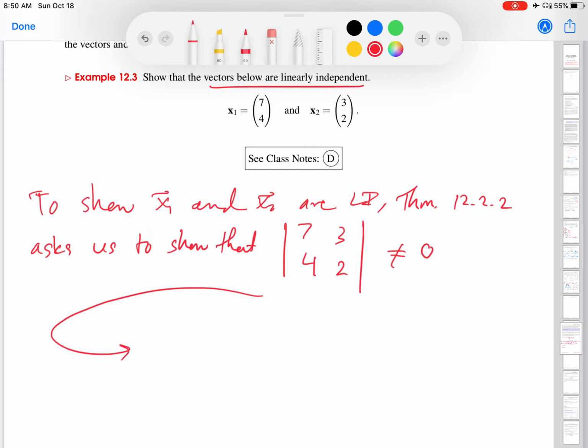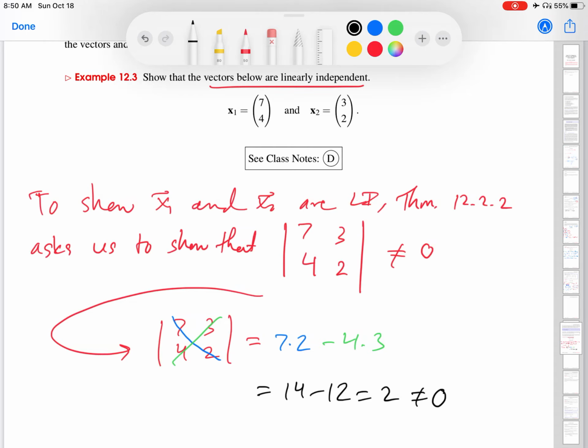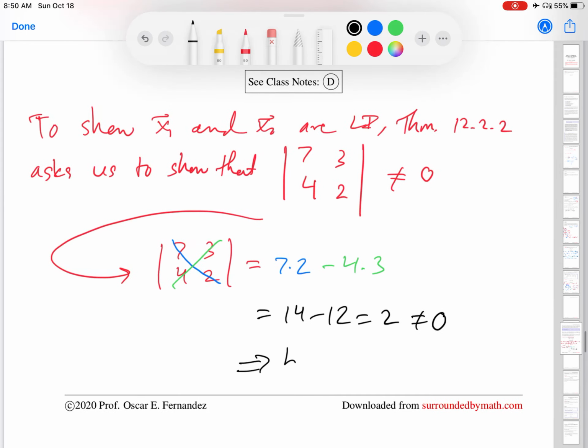This is a 2 by 2 matrix, so the determinant is what we did a long time ago in the course. We multiply the diagonals, 7 times 2, and then we subtract the product of the off diagonals, 4 times 3. So what do I get? I get 14 minus 12, which is 2. And that certainly is not equal to 0. So that implies by theorem 12.2.2 that x1 and x2 are linearly independent.